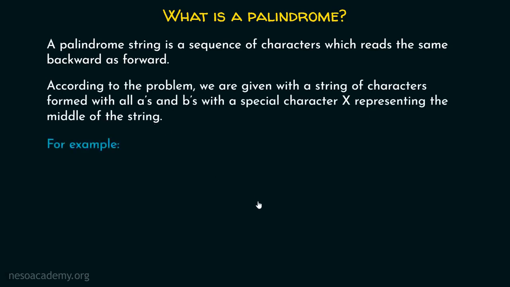For example, we have a string like this, ABABA X ABABA. You can see this string is formed of all A's and B's, and obviously we have a special character X which represents the middle of the string. Now we have to check whether this string is palindrome or not. For this, we must read this string from left to right and then right to left. In this way, we can check whether the given string is palindrome or not. But there is another way.